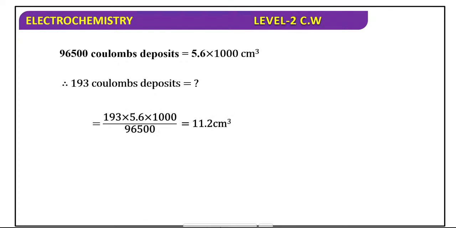So 96500 coulombs will deposit 5.6 into 10 raised to 3, that means 5.6 into 1000 centimeter cube. So 193 coulombs deposits 11.2 centimeter cube.